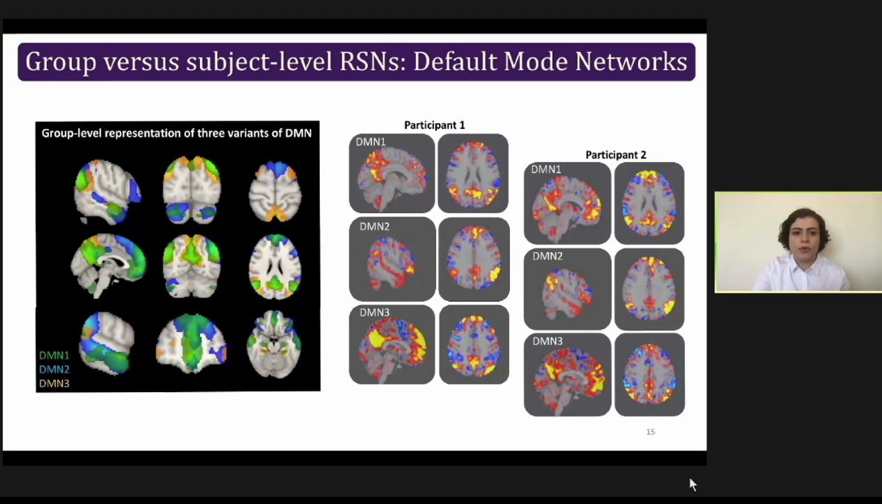The next example is 3 variants of default mode networks. And as we can see, on the left is the group level, and on the right, 2 example subjects. As we can see, the modes are largely overlapping, but they also have a lot of spatial detail differences between them.